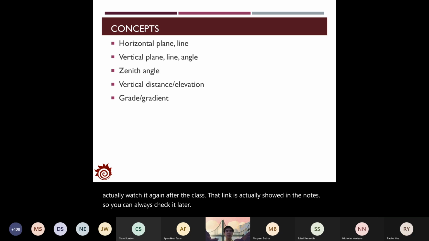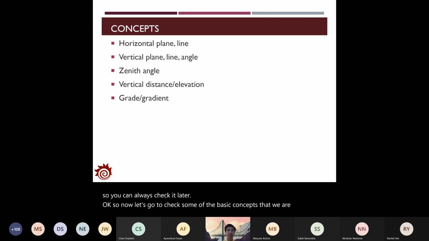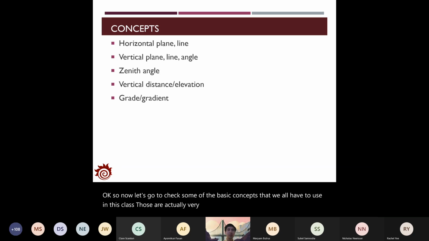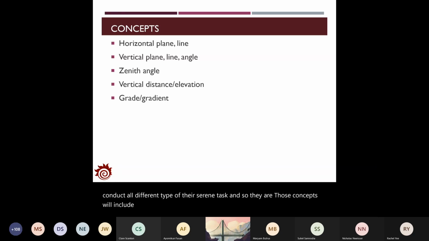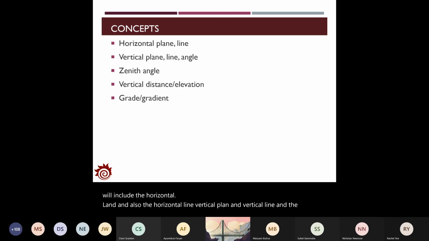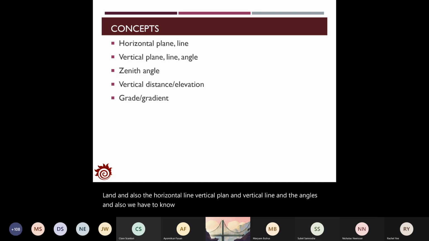Okay. So now let's check some of the basic concepts that we have to use in this class. Those are very fundamental definitions for us to conduct all different types of surveying tasks. Those concepts include the horizontal plane and the horizontal line, the vertical plane and the vertical line, and the angles. And also we have to know what the zenith angle is, what the vertical distance is, the elevation, and what the grade or gradient is.